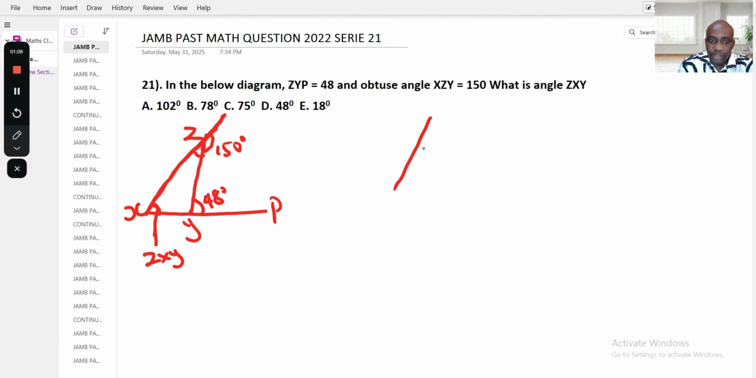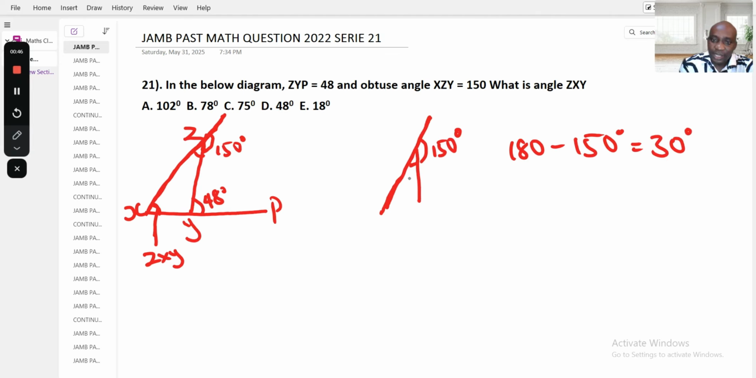Let me redraw it. Angle of a straight line. When this place is 150 degrees, what will be the angle of this place? The sum of angles on a straight line is what? 180. Therefore, we are going to say 180 minus 150 degrees is going to give us what? 30 degrees. Meaning that this inner one here will be 30 degrees.